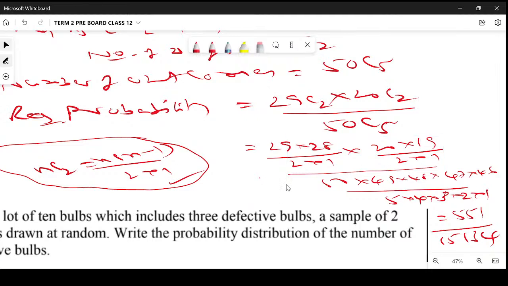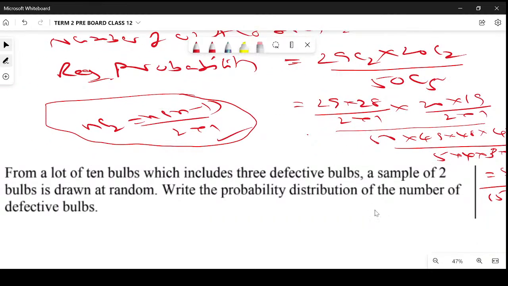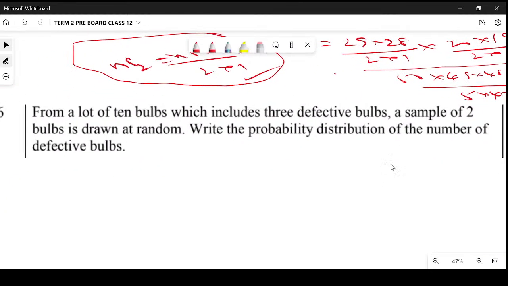Now I am going to explain the last problem. Today I am doing only section A; tomorrow, in the next class, I will do section B. So this one: from a lot of 10 bulbs which includes 3 defective bulbs, a sample of 2 bulbs is drawn at random. Write the probability distribution of the number of defective bulbs. They are asking for a probability distribution table.